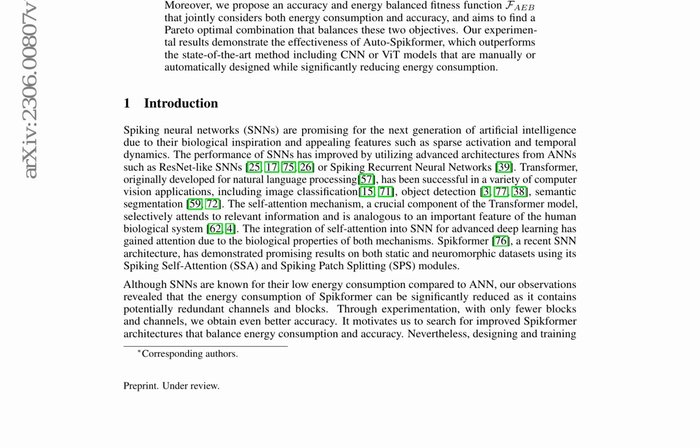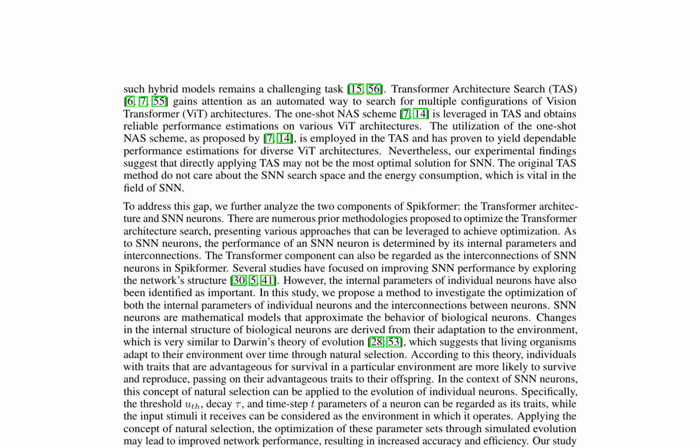Experimental results demonstrate the effectiveness of Auto-Spikformer, outperforming state-of-the-art methods while significantly reducing energy consumption. The task of designing hybrid models that combine vision transformers, ViT, and spiking neural networks, SNN, remains challenging. The Transformer Architecture Search, TAS, method has gained attention as an automated way to search for multiple configurations of ViT architectures. However, directly applying TAS may not be the most optimal solution for SNN due to its neglect of the SNN search space and energy consumption.